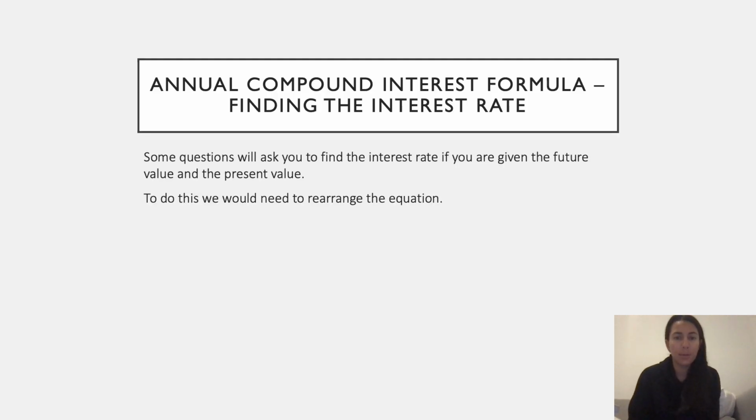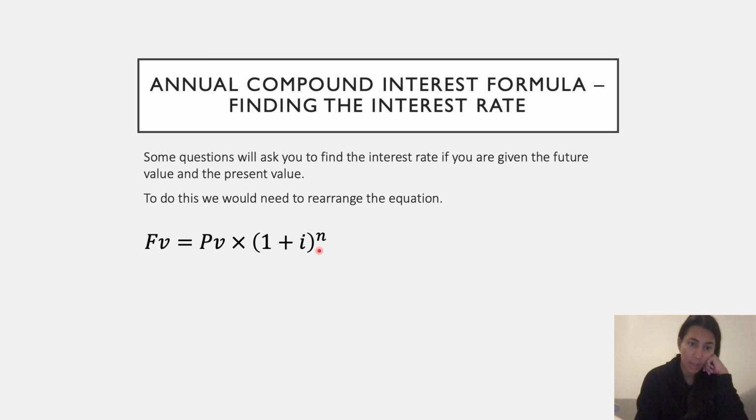Alrighty, the last example that we are going to go through is if you need to rearrange it to find the interest rate. You may get a question or two that will ask you to find the interest rate if it gives you the present value and the future value. Again, we'd have to rearrange our original equation. We are trying to get this bit by itself, so we need to be able to remove the present value and we need to be able to remove n. To start with, we would remove the present value by dividing both sides by the present value.